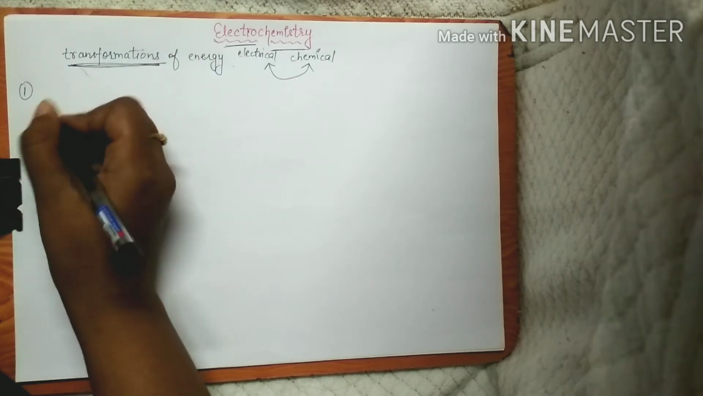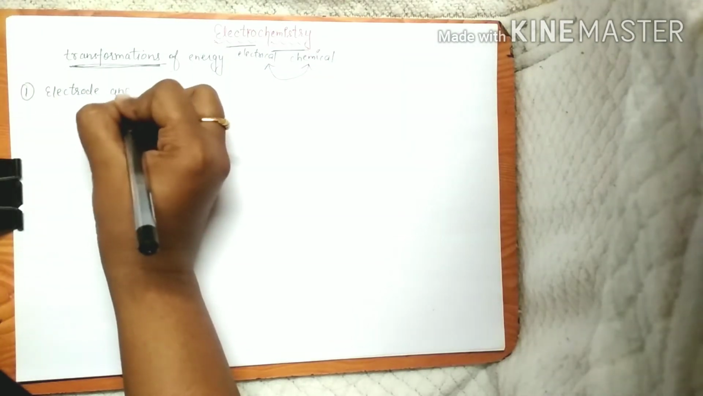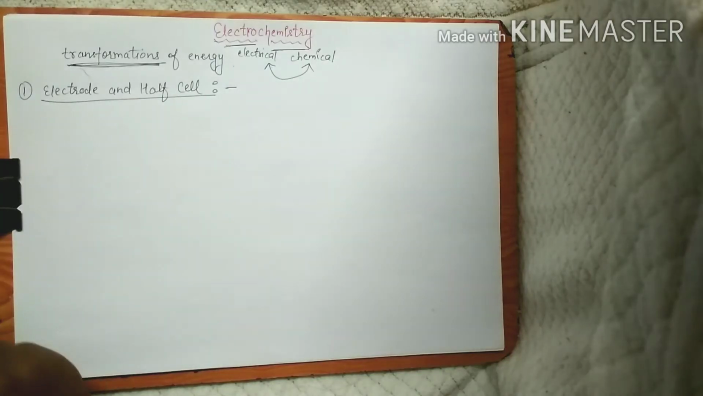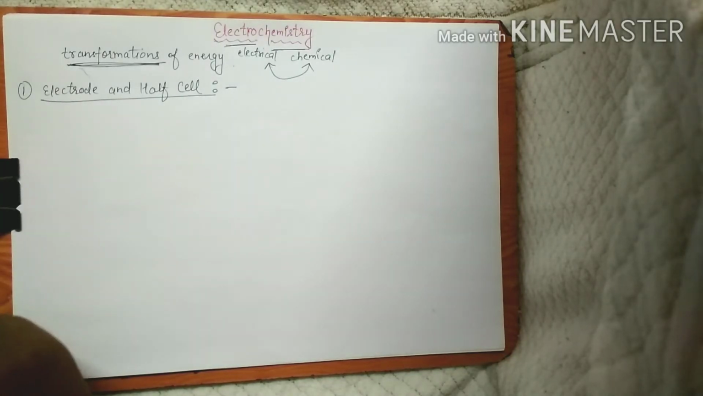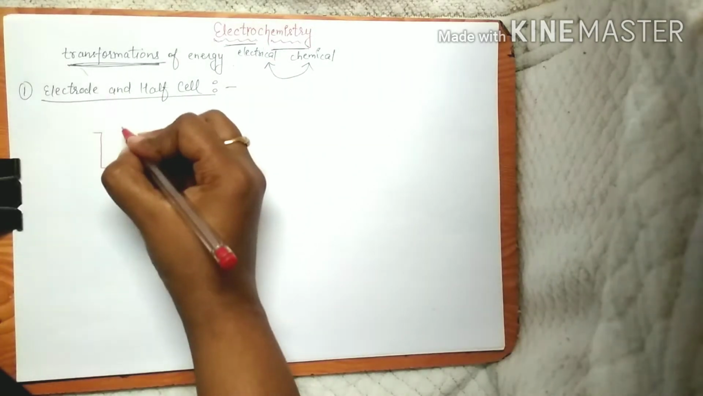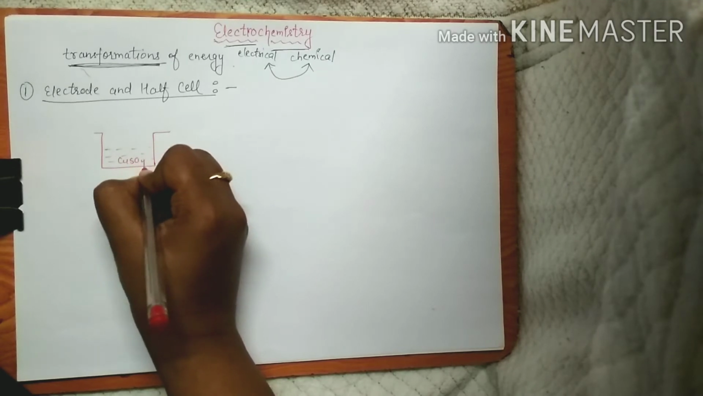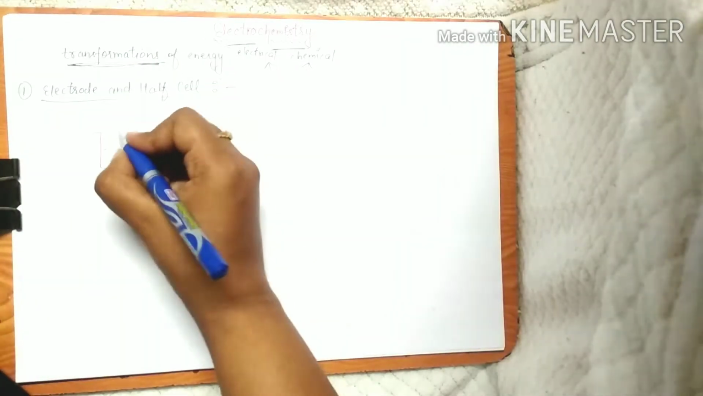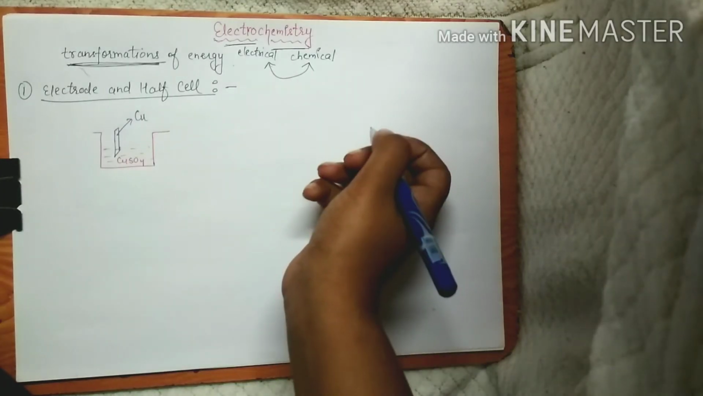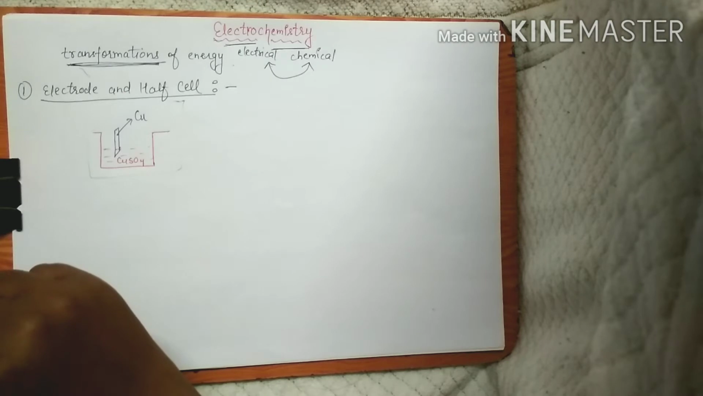So first we are going to study about electrode and half cell. Now what is this electrode and half cell? Suppose you have a beaker. In the beaker you have an electrolytic solution. Suppose that solution is of copper sulfate. And here you have dipped a rod. Suppose the rod is also of copper. So this whole setup is known as your half cell.